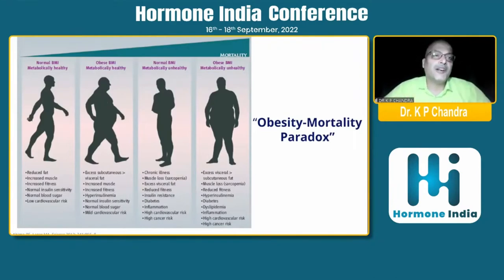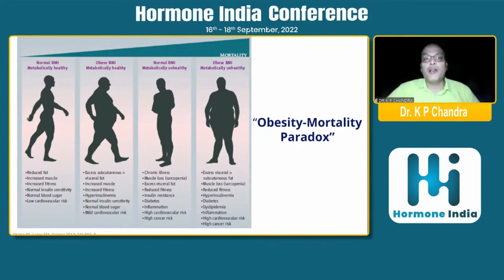So if a person has a normal BMI and is metabolically healthy, the risk of mortality is lower, cardiovascular risk is lower, and the risk of disease associated with these disorders is less. When we say metabolically healthy, we expect that the patient has a smaller amount of fat, and that fat is at an appropriate position. That is, not visceral adipose tissue deposited in your abdomen, but subcutaneous fat, healthy, metabolizing fat. So there is increased muscle mass, increased fitness, normal insulin sensitivity, normal blood glucose level, and thus lower cardiovascular risk.